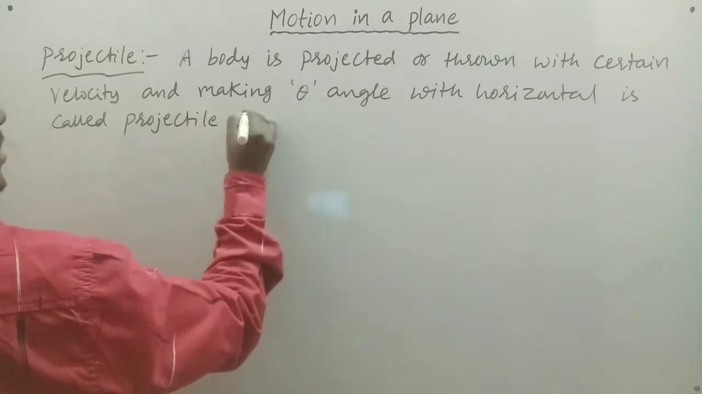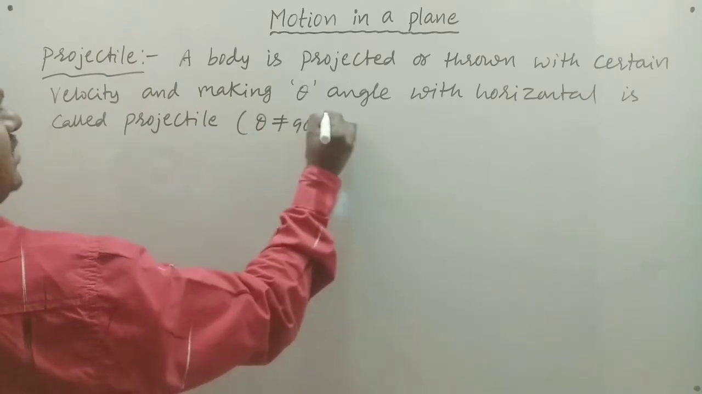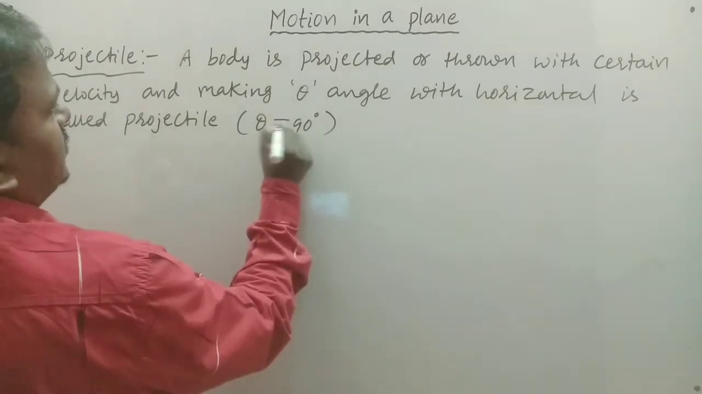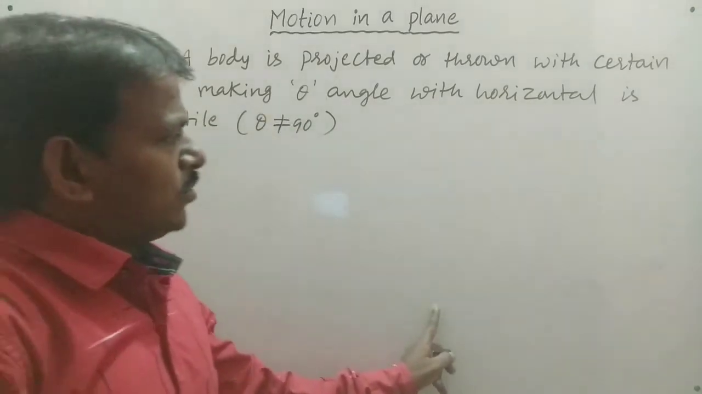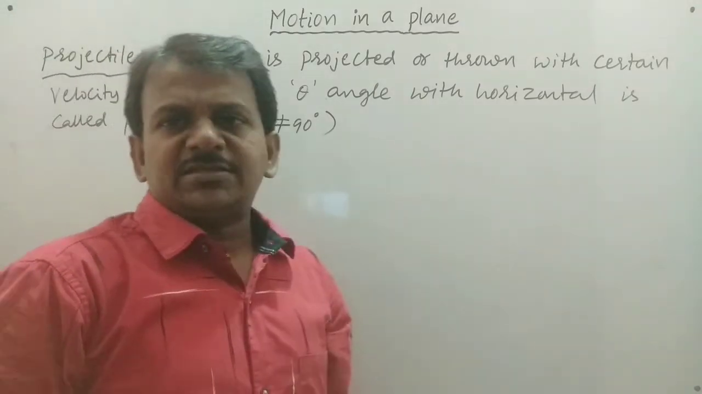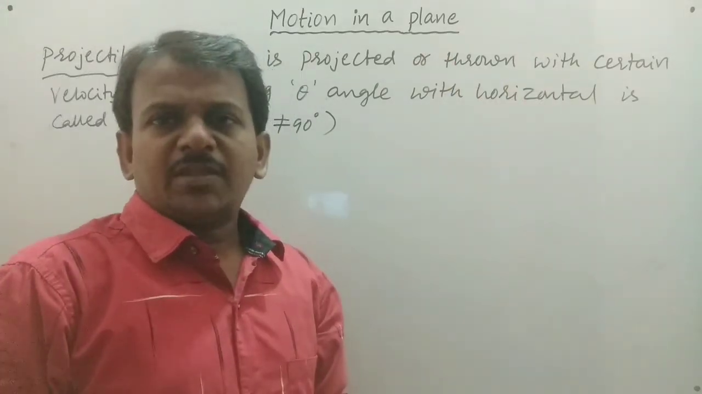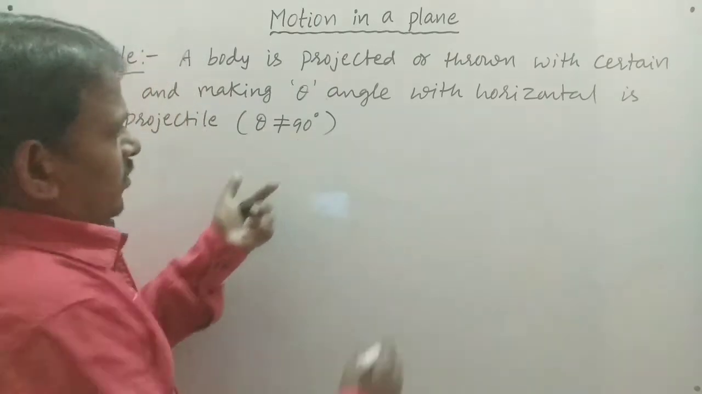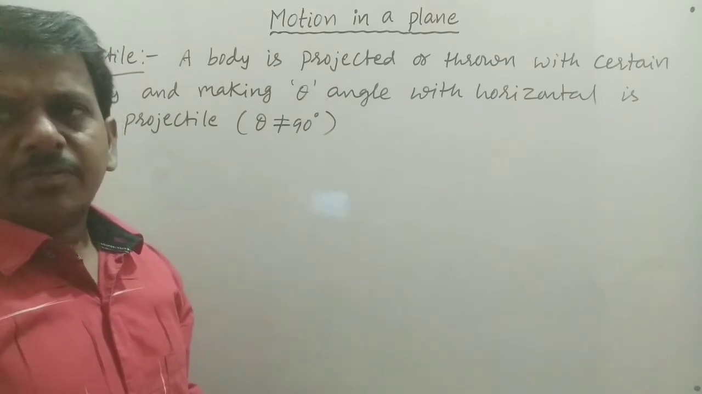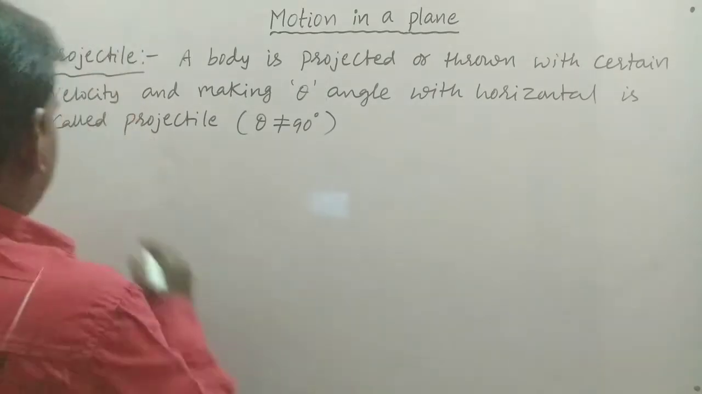So this theta is not 90 degrees, it is a condition. If it is 90 degrees, what happens? The body will go straight vertically upwards and fall downwards. That is motion in a straight line, not motion in a plane. So let us describe the projectile motion, after the types of projectile motion.